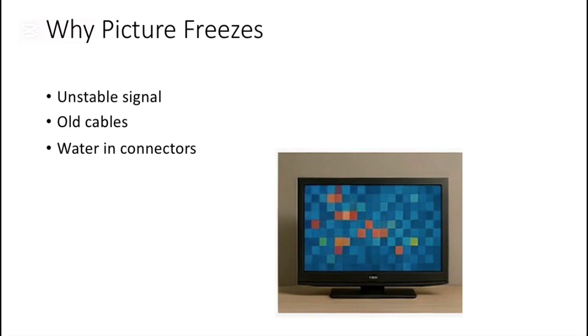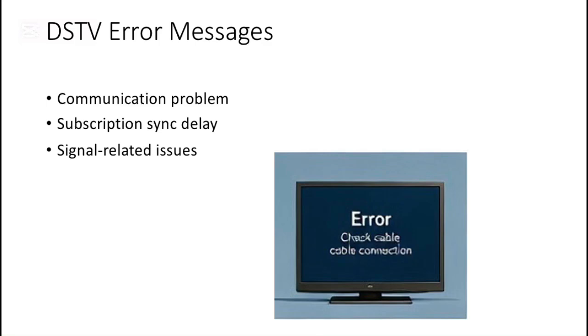Now let's talk about error messages. DSTV error codes are diagnostic tools. They are messages that help identify where communication is failing. They do not automatically mean something is broken. Some error messages appear when the decoder cannot communicate with DSTV servers. Others appear when signal is weak. Some occur after payment when activation has not completed. In many cases, restarting the decoder and waiting patiently resolves the issue. Power interruptions can also cause temporary communication errors.